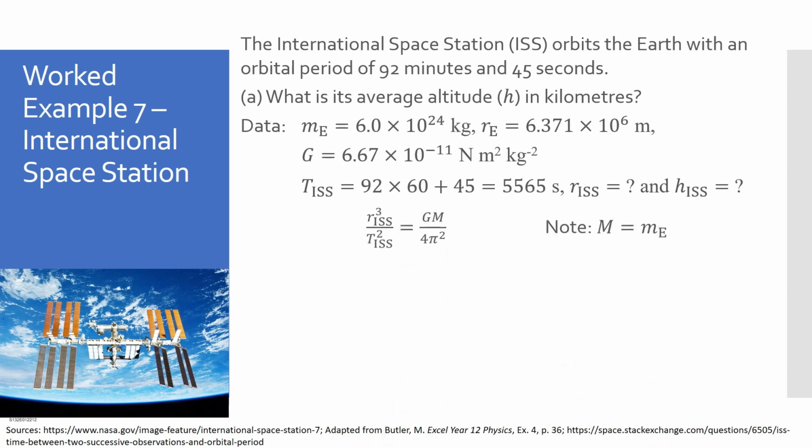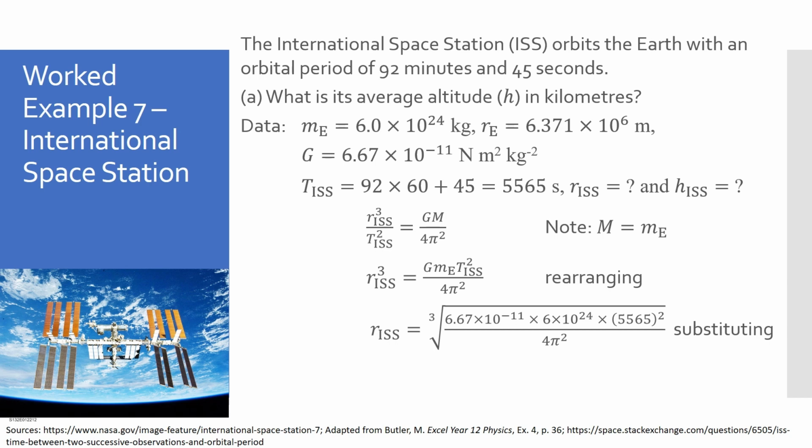So we use, in this case, r cubed on T squared equals GM over 4 pi squared, straight from the formula sheet, noting that capital M in this case is the mass of the Earth. So r cubed equals G M_e T squared for the International Space Station over 4 pi squared. Substituting and taking the cube root, and we need to be really careful at this point that we pick the right button on the calculator. We calculate the orbital radius. There it is in meters, but there it is also in kilometers as 6,796 kilometers. That's not the answer to the question.